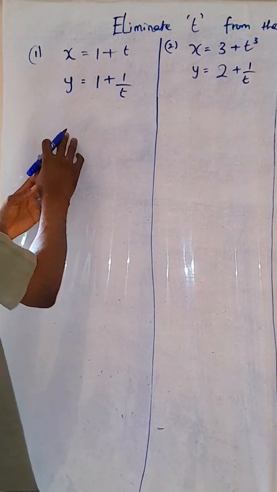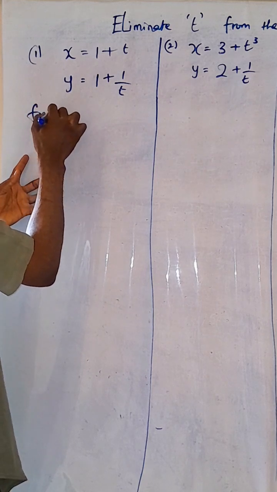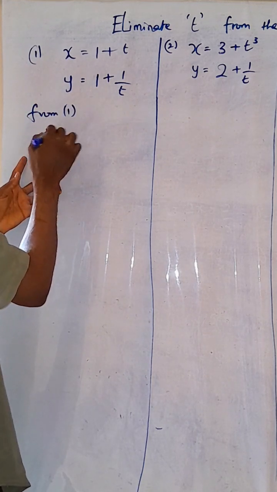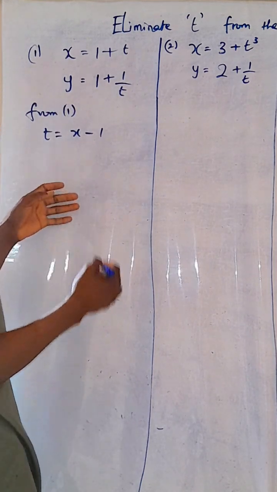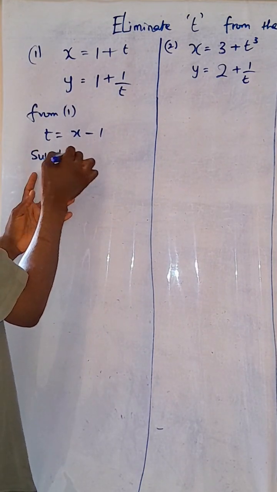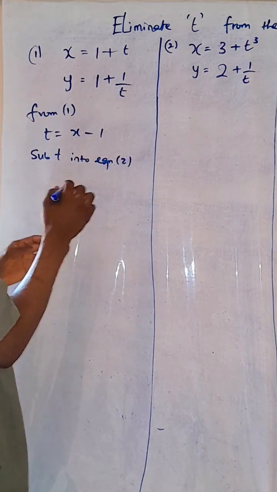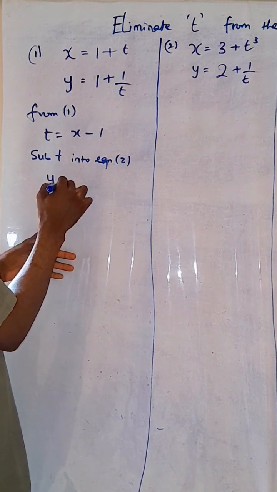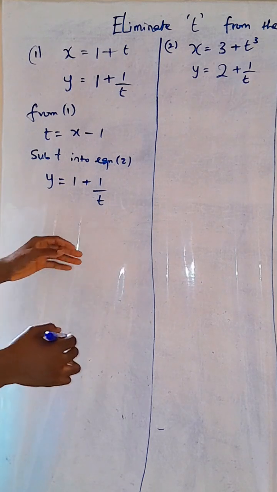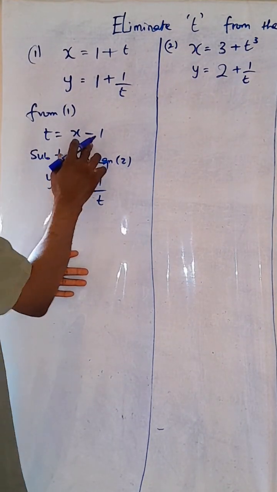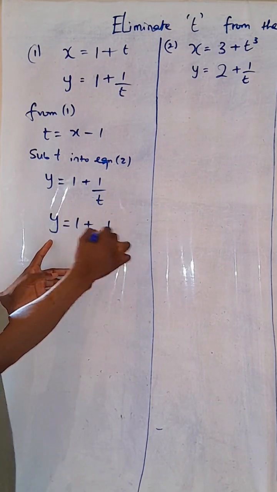So from equation 1, which is a simpler equation, what do I have? t equals x minus 1. Alright? Now let's substitute t into equation 2. Now what's my equation 2? y equals 1 plus 1 over t. At this point, my t is x minus 1. So I now have y equals 1 plus 1 over x minus 1.